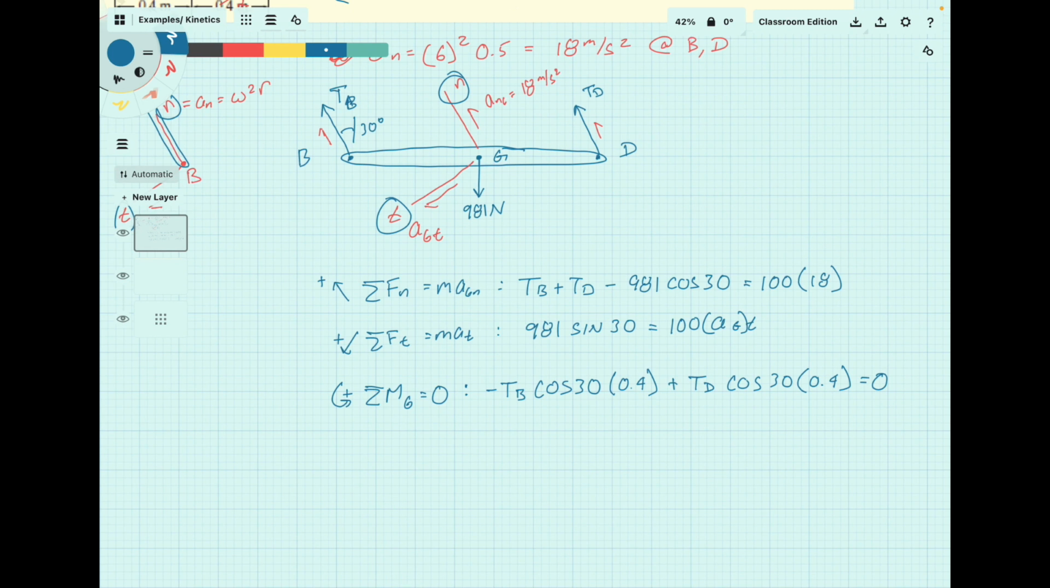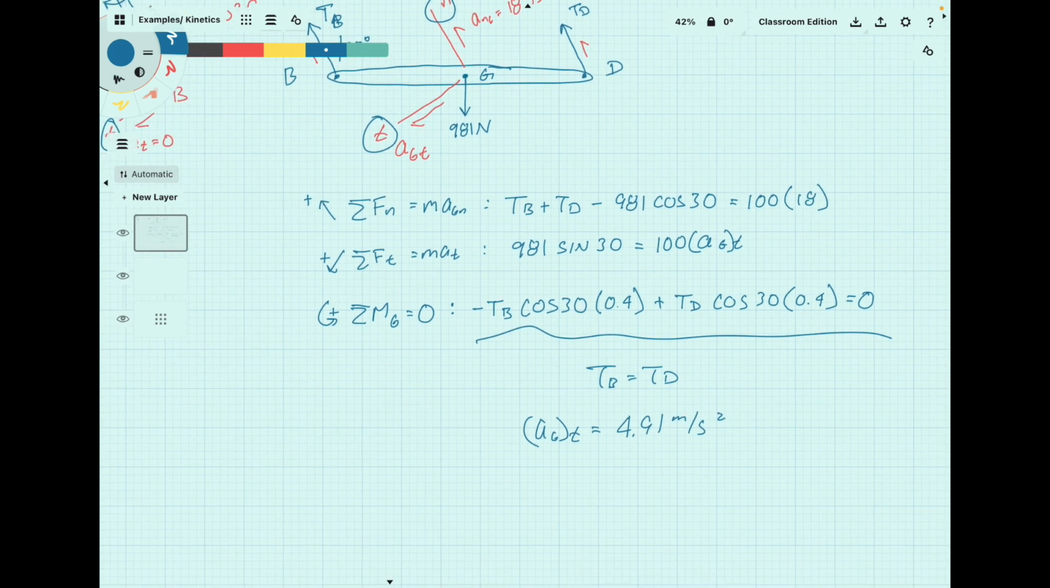All right, so from this expression, we definitely get that TB is equal to TD. That's handy. From the second expression, we can get that AGT is equal to 4.91. And then plugging the TB-TD relationship back into the first equation, we can solve for its magnitude, and that comes out to be 1320 newtons.